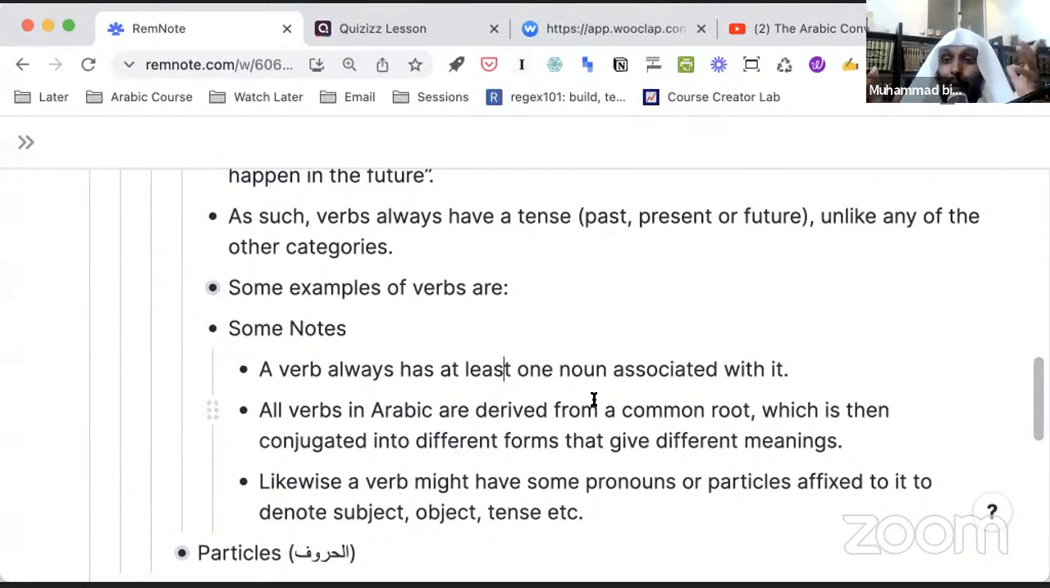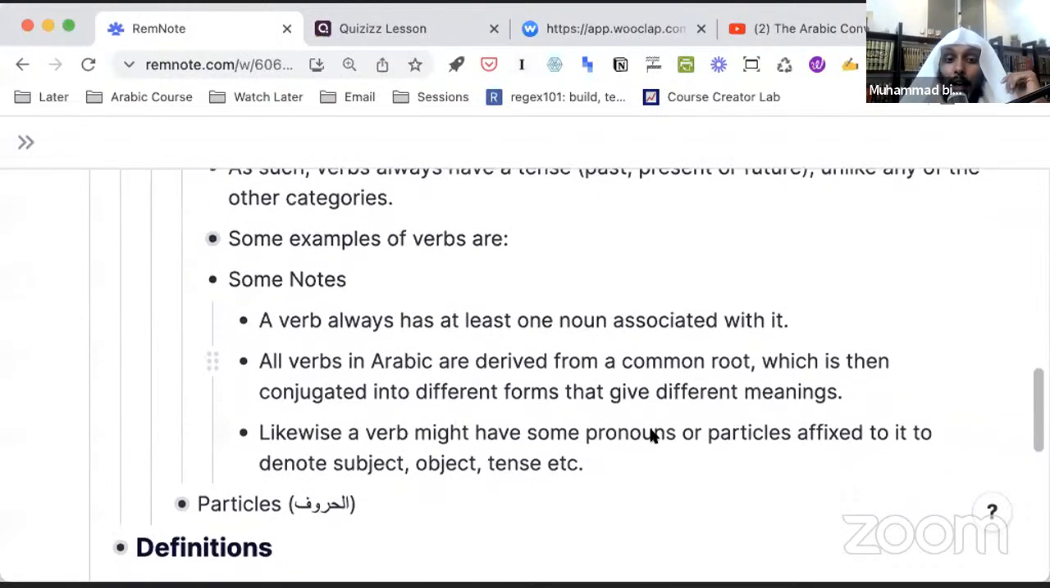So every verb has a noun associated with it, which is the subject of the verb. In Arabic, it's called the fa'il, the person who did that verb. Okay, this is really important that you know this. That's why we said nouns are the most abundant, because not only do you have nouns as a separate category, but a verb can't exist without a noun.